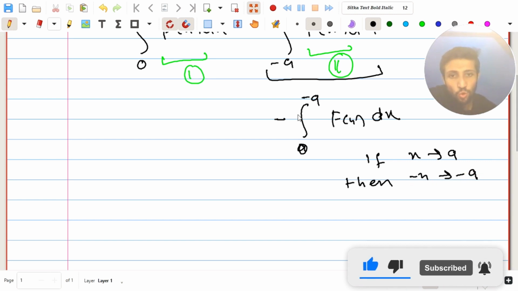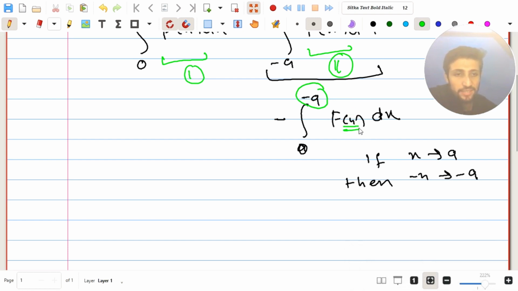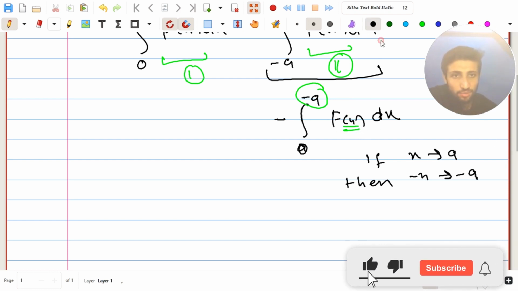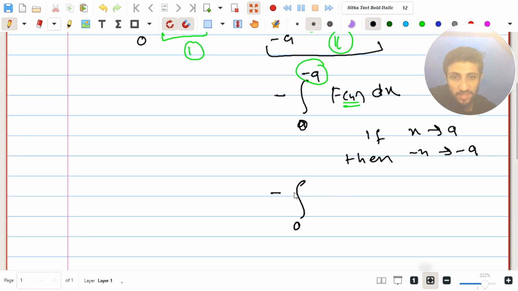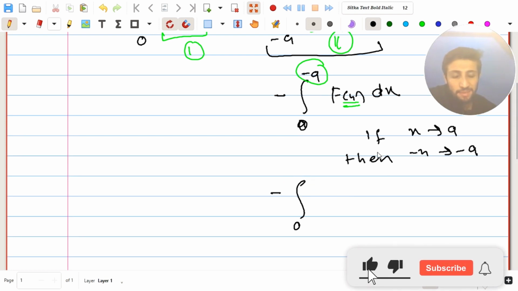So if I want to convert this minus a into a, which is my upper limit, then I need to flip the sign of this x as well. Doing that, this is my integral over here, and my sign will be changed. After flipping the sign, what I will get is simply the integral from 0 to a of f of minus x, times minus dx.